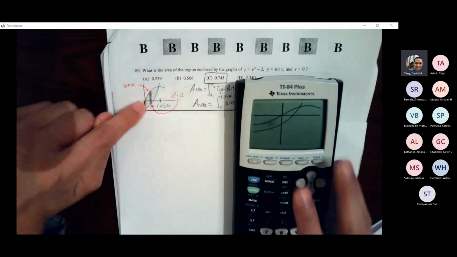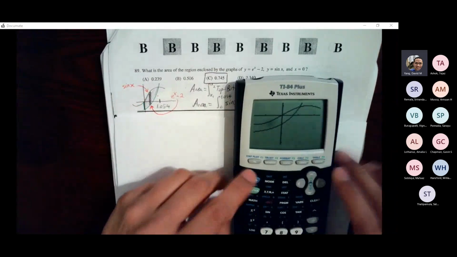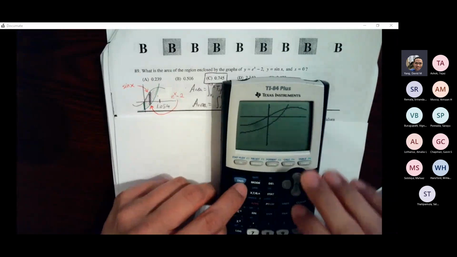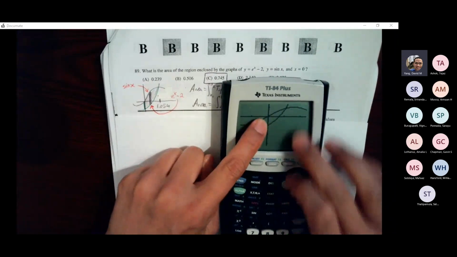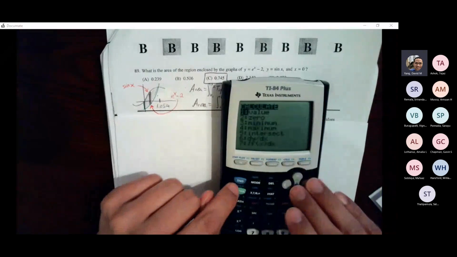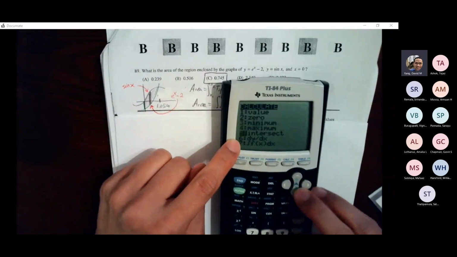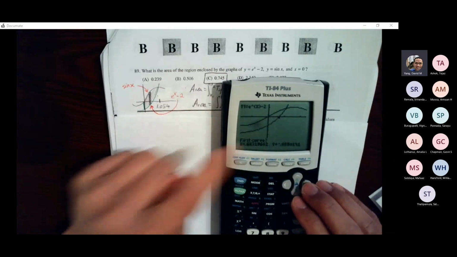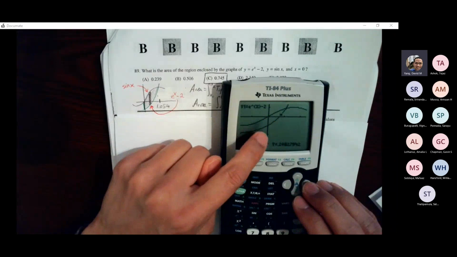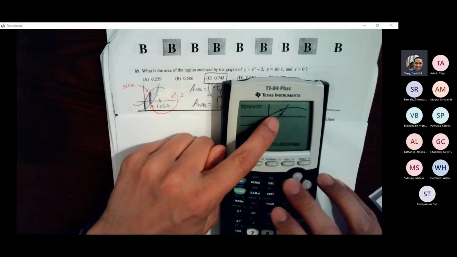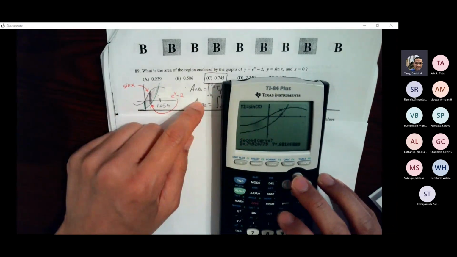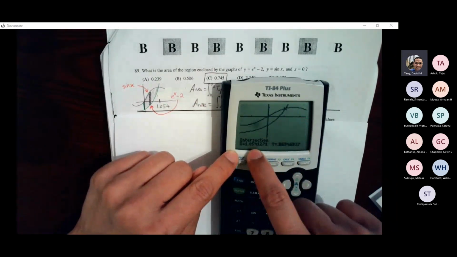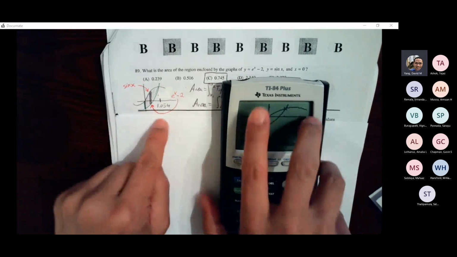So identify that region, identify the intersection there. I know I'm starting at 0, but I want to know what that intersection is. I do second trace, intersect, option 5. I pick a point that is close to the intersection, hit enter. Pick a point on the other graph that's close to the intersection, hit enter. Hit enter again. That's going to find me the intersection, 1.054.